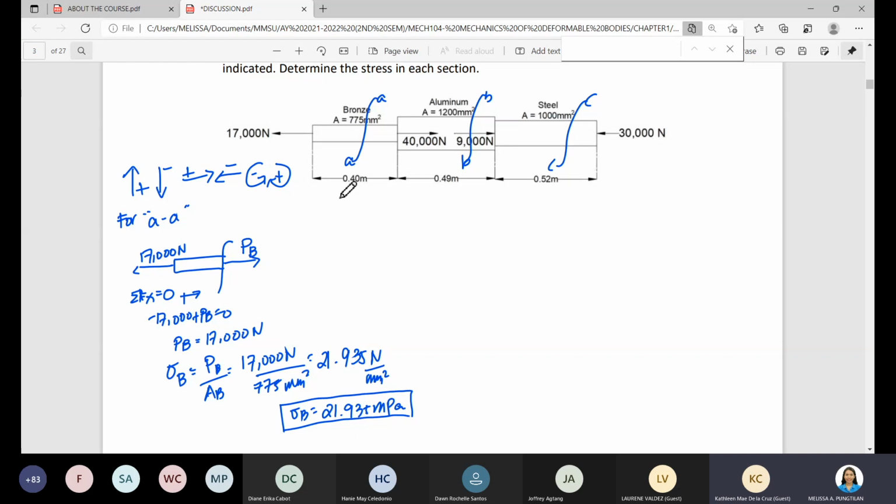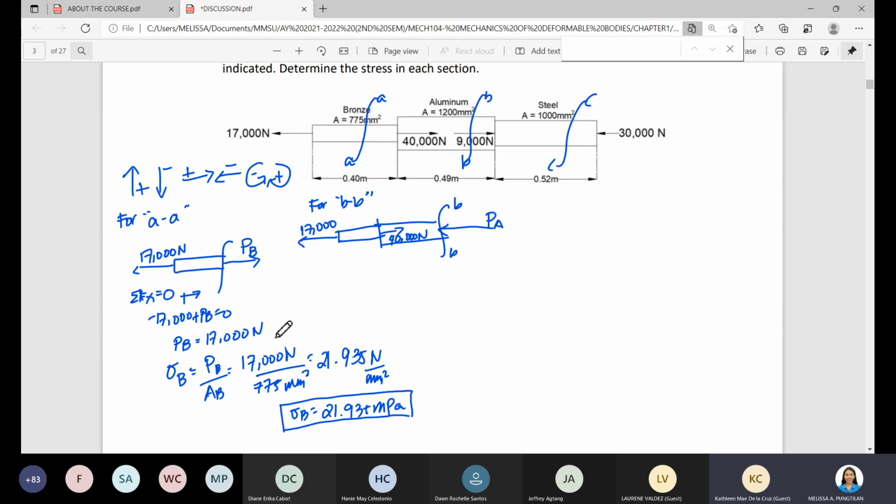So dito naman tayo sa aluminum. So same process lang din. Set aside lang natin yung left part ng ating exploratory section BB. So drawing din natin. Yan. So we have here 17,000. Meron tayo ditong 40,000 Newton. So assume merong force dito that we will call as PA or the force in the aluminum. By the way, yung PB pala natin is in tension. Okay? The force is acting away sa ating area.